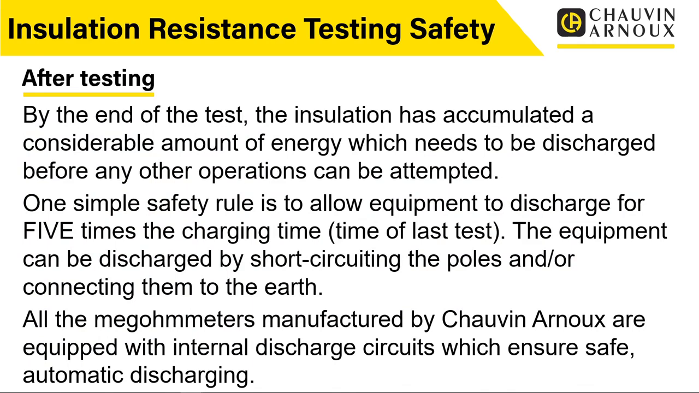By the end of the test, the insulation has accumulated a considerable amount of energy, which needs to be discharged before any other operations can be attempted. One simple safety rule is to allow equipment to discharge for 5 times the charging time, the time of the last test. The equipment can be discharged by short-circuiting the poles and/or connecting them to earth. All the megohm meters manufactured by Chauvin Arnoux are equipped with internal discharge circuits which ensure safe automatic discharging. So that's a very important point.